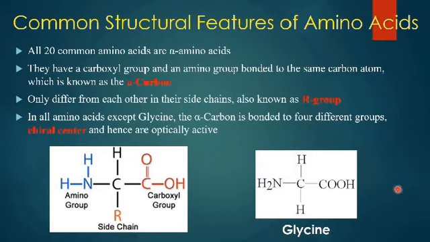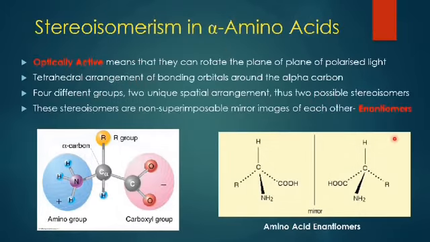Whereas in the case of glycine, we can see that the alpha carbon is bonded to 2 hydrogens, an amino group, and a carboxyl group. Hence, this is not a chiral center, and hence glycine is optically inactive. When we say that any molecule is optically active, we mean that that molecule has the ability to rotate the plane of plane polarized light.